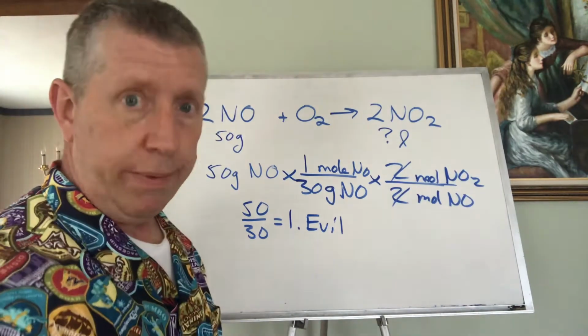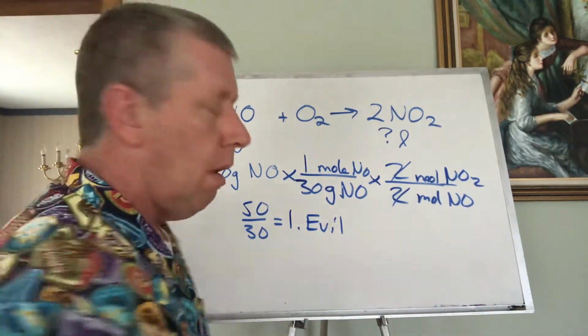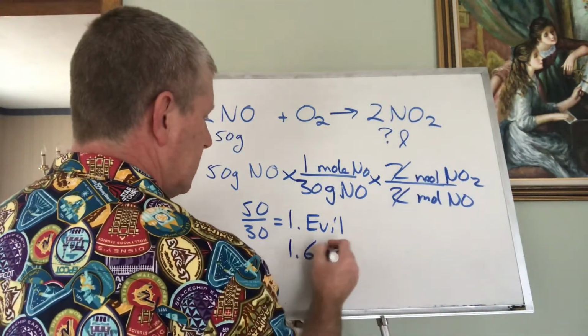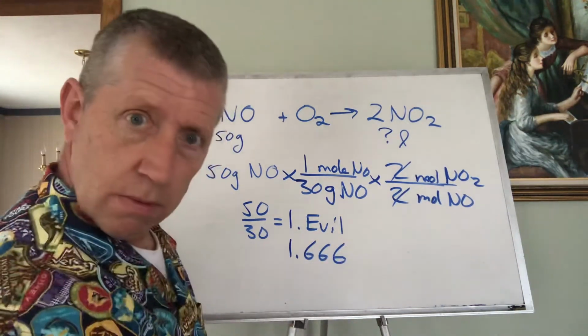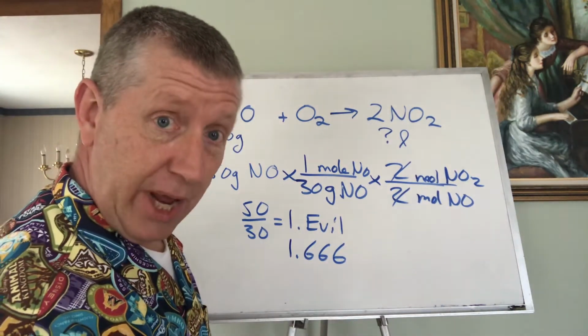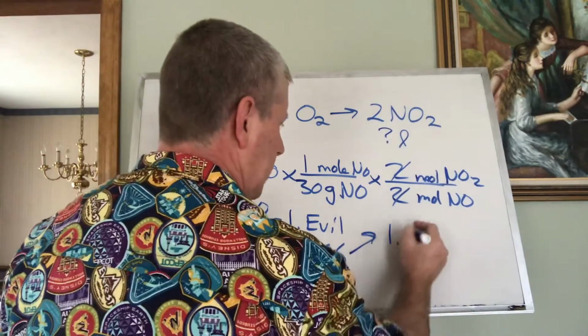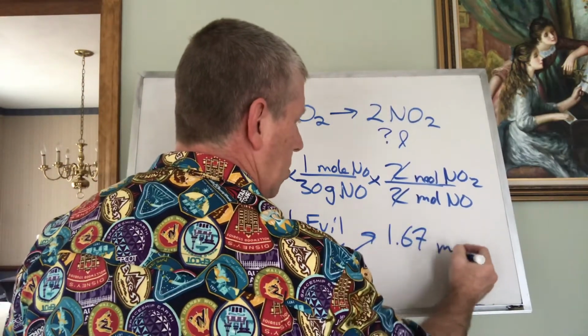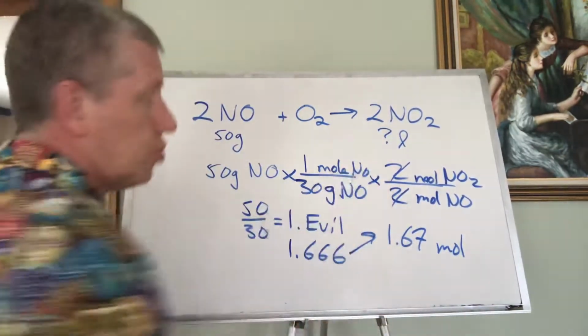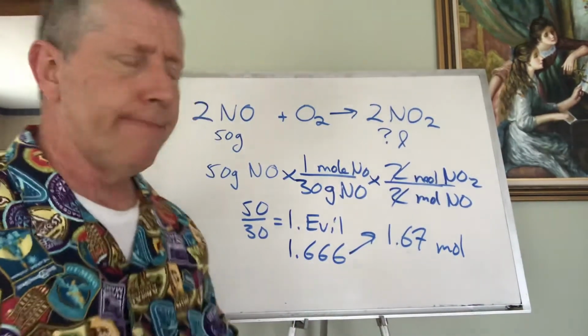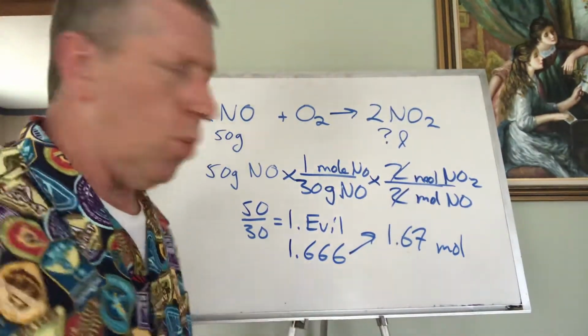I know you're thinking, what the heck are you talking about, Willis? That's 1.666. Get it? Funny. So we'll round it to 1.67 moles of the NO2 produced. Okay, so what do we do now?